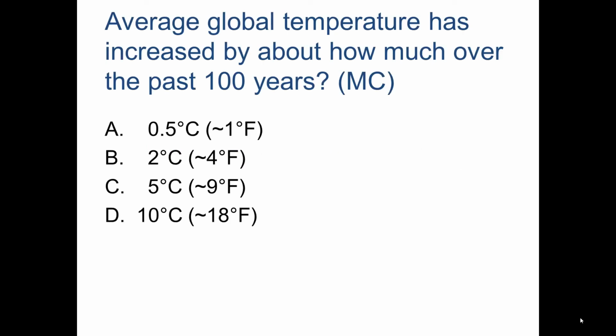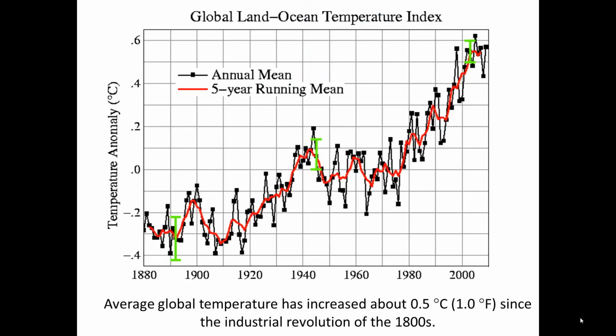Do you know the average global temperature has increased by about how much over the past 100 years? This was from your assignment. Correct answer is 0.5 degree Celsius. And we can see that graph here from 1880 to 2010. It has gone up from a -0.2 to 0.5 in terms of anomaly. That means how much it has changed from the norm.